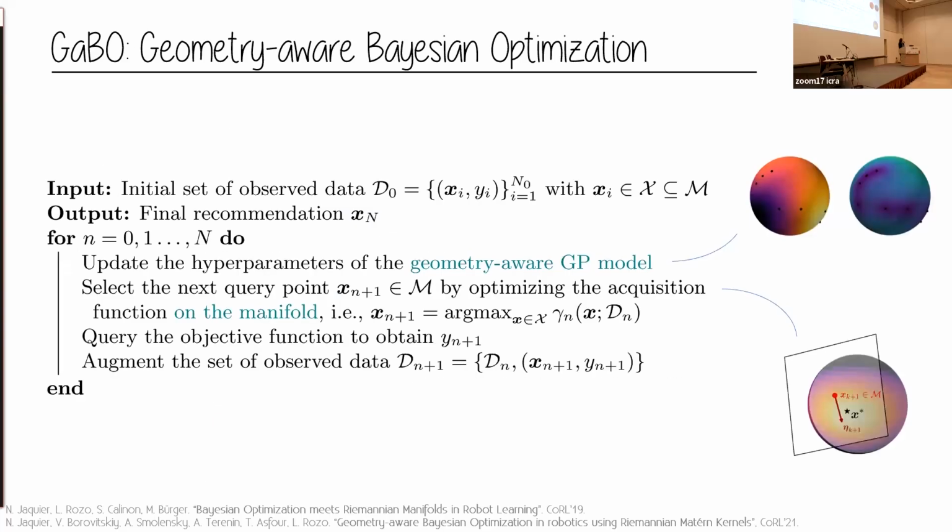So let me show you, this is the final algorithm. So basically for Bayesian optimization on a Riemannian manifold, you are given a set of initial observations. Your goal is to give the final recommendation of the minimum of your function. You update the parameters of your Gaussian process. Then you optimize the acquisition function to find the next query point. You query actually the objective function with the next query point. You augment the observed data, and you iterate until it converges.